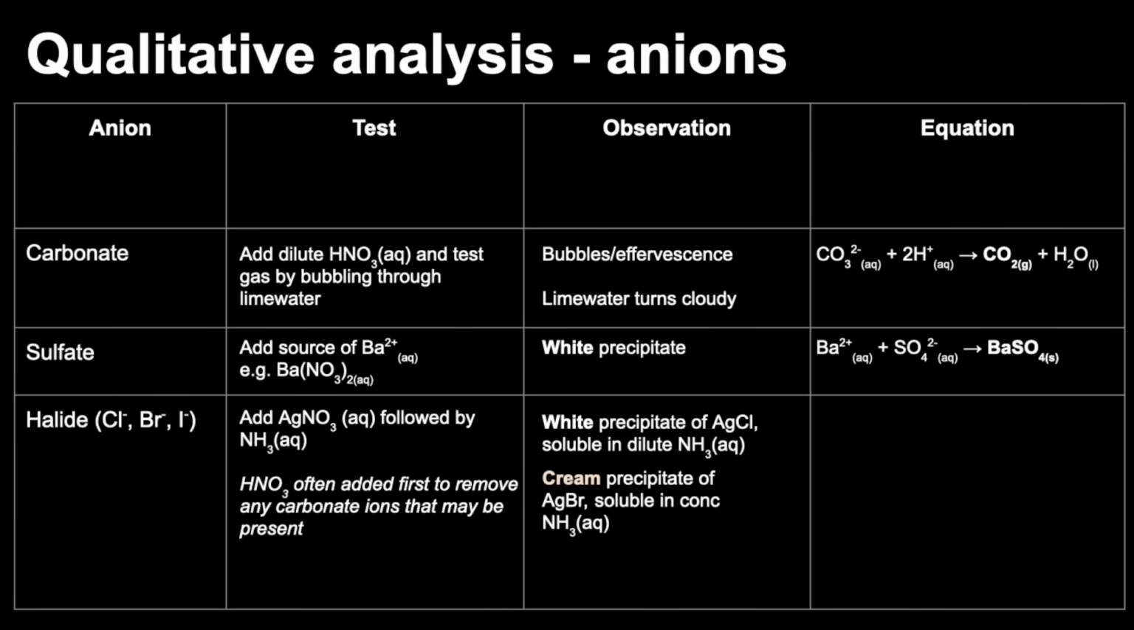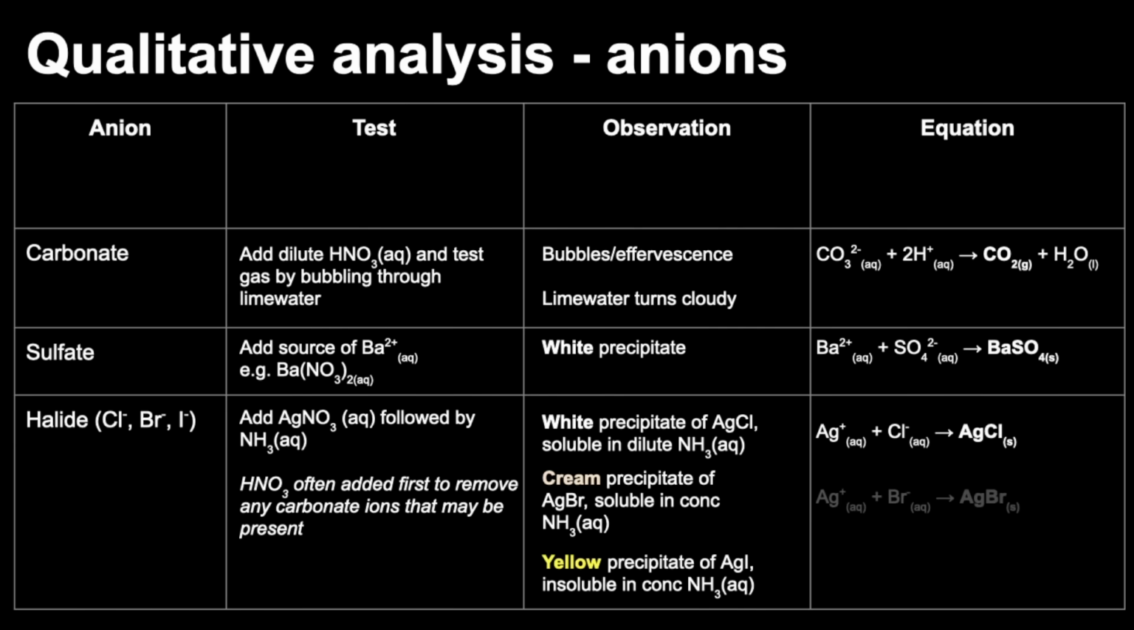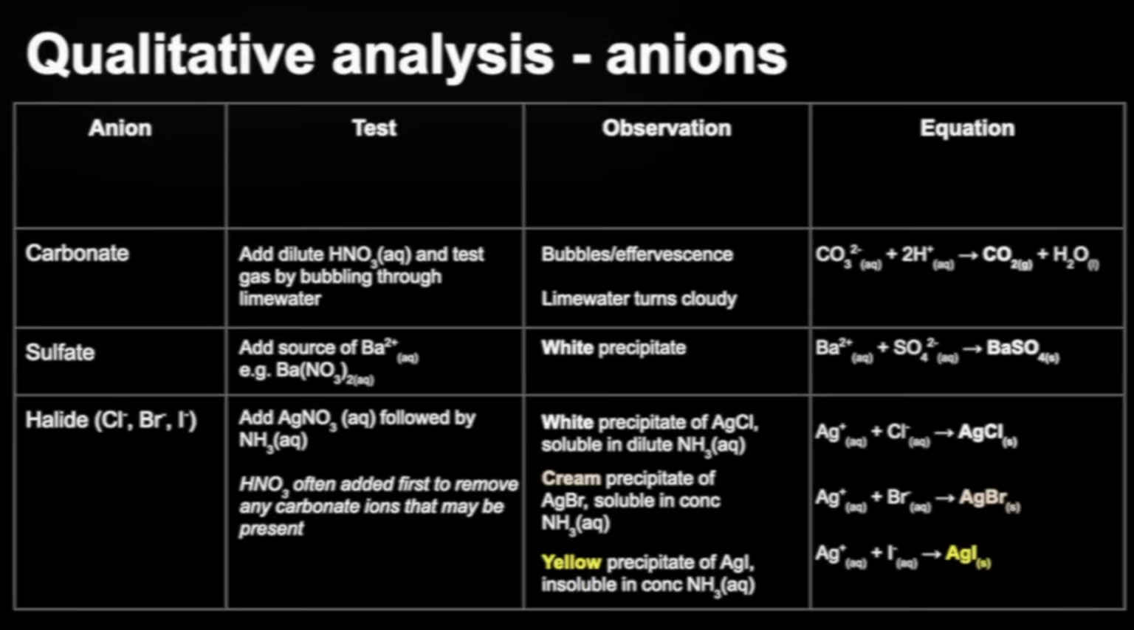Cream precipitate of silver bromide which is soluble in concentrated aqueous ammonia. It's only partially soluble in dilute aqueous ammonia. And you get a yellow precipitate of silver iodide which is insoluble in concentrated aqueous ammonia. So we'll just finish with the equations, all very, very similar. There's the chloride one, there's the bromide one, and there's the iodide one.